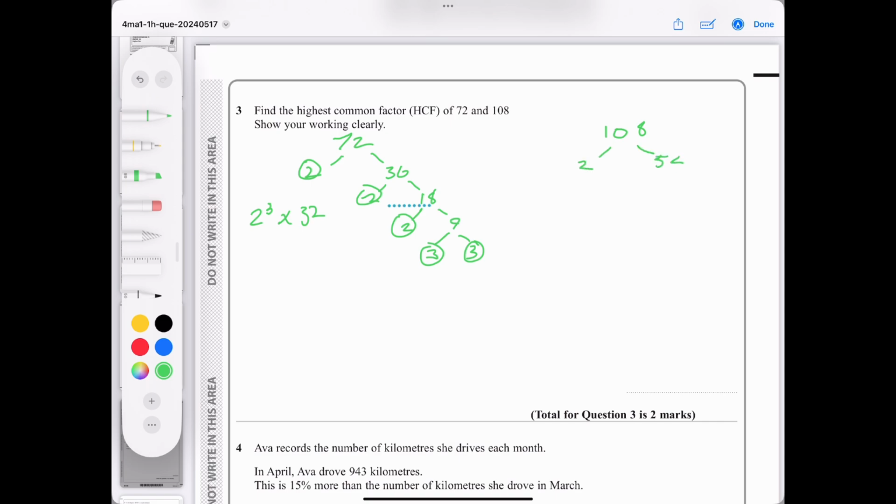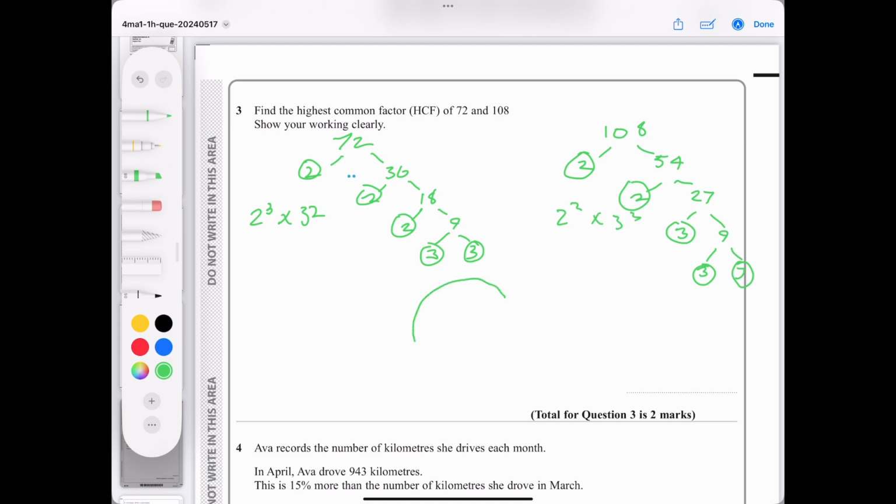I'll do the same thing with 108. So that's 54, 27. Now that's not divisible by 2, but it is divisible by 3 and 9, and that's 3 and 3. So that's 2 to the 2 times 3 to the 3.